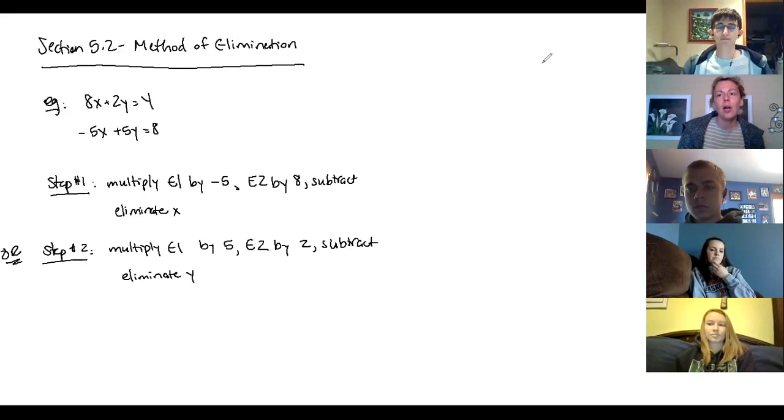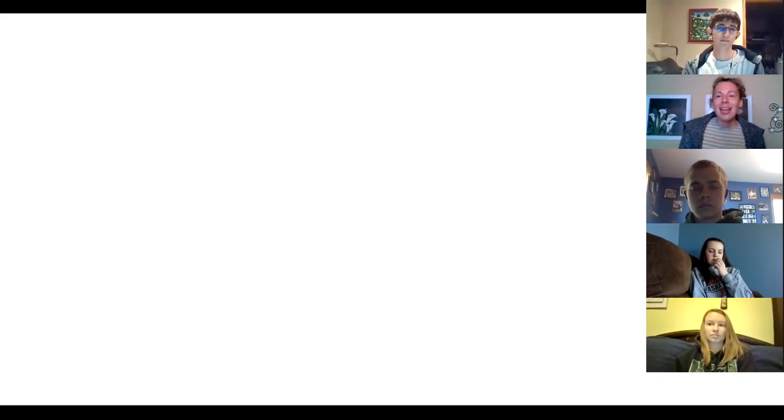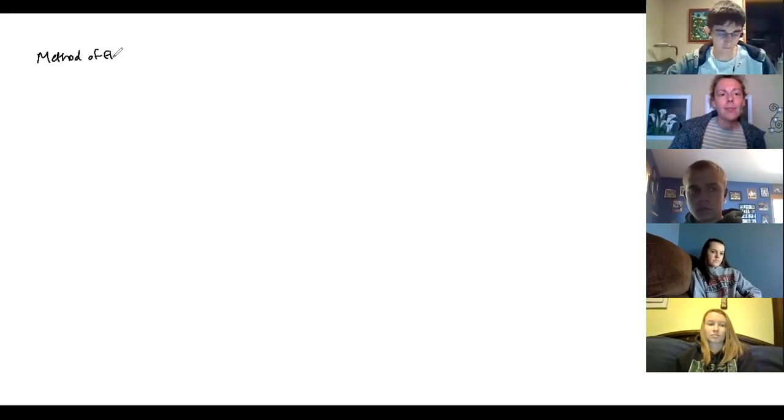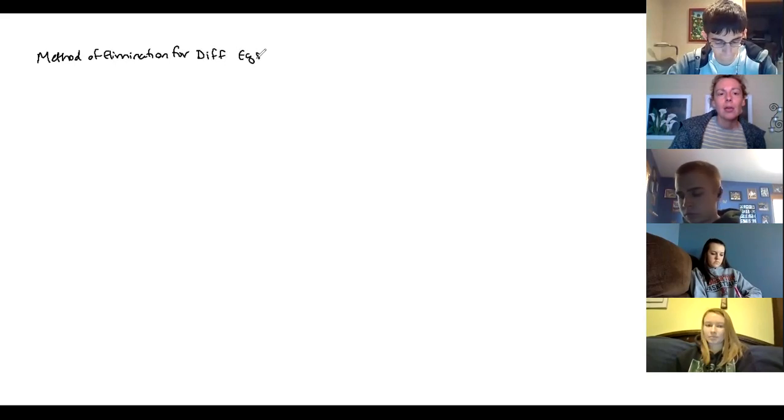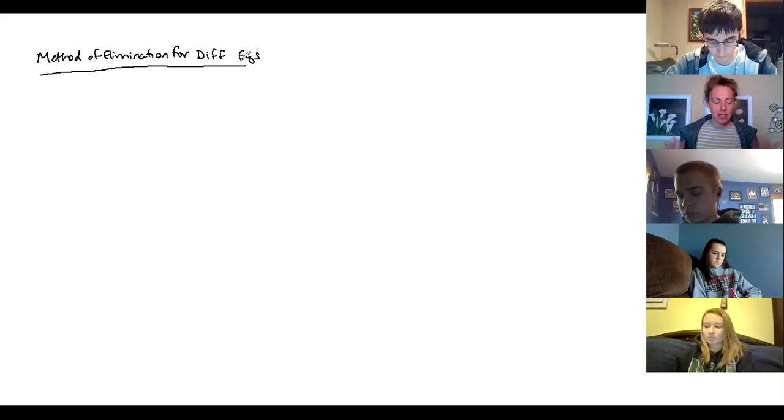Okay. All right. So we can also apply this method of elimination to differential equations, except we've got a little more going on than just constants in front of our variables. So if we want to use the method of elimination for differential equations, we have to figure out how to represent derivatives. Here's an example, and I'll show you what I'm looking for.